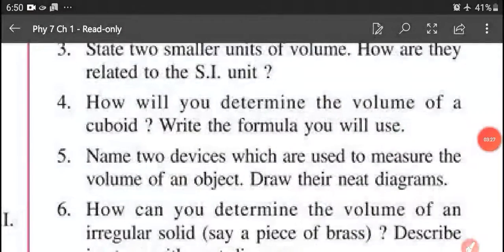Fourth question, how will you determine the volume of a cuboid? Write the formula you will use.